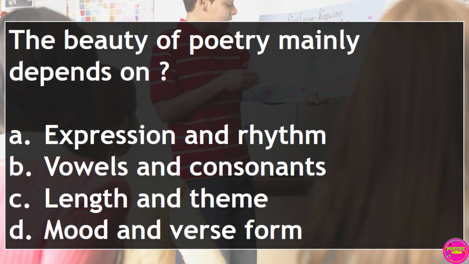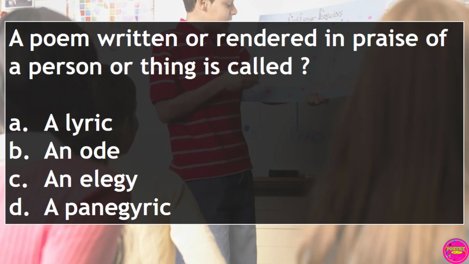The beauty of poetry mainly depends on A. Expression and rhythm. B. Vowels and consonants. C. Length and theme. D. Mood and verse form. The correct answer to this question is A. Expression and rhythm.